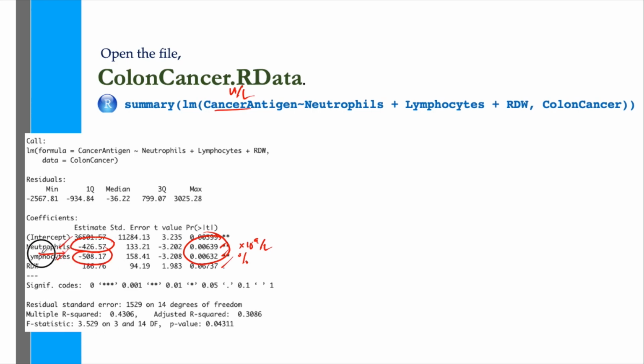So 1 unit, which is 1 times 10 raised to 9 per liter, increase in the neutrophils decreases the cancer antigen by 426.57 units per liter. And 1% increase in the lymphocytes decreases the cancer antigen by 508.17 units per liter. Again, while keeping other variables held constant.